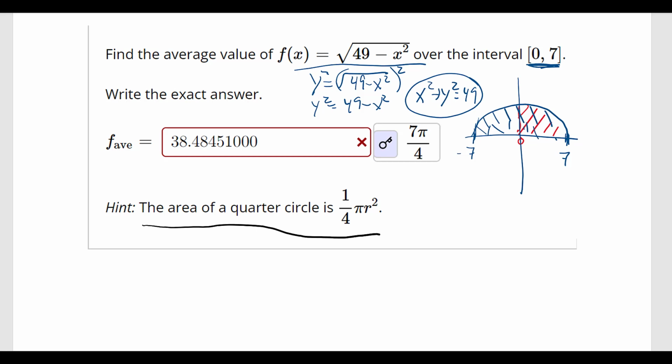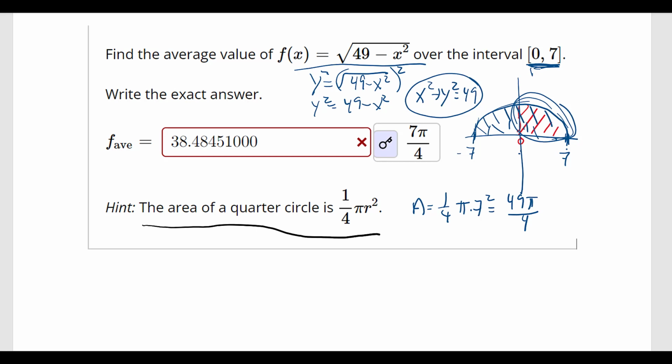Now, given our function status, it can only be the portion above the axis, otherwise it's not a function if it's a full circle, and to get the lower half you'd put a negative in front. So we're looking at the upper half, and really because of the interval they describe, it's just going to be from 0 to 7. So it's really this red portion here, and that is a quarter of a circle. And the area of a quarter circle, as it says, is 1/4 times pi times r squared, which is 7 squared. So 49 pi over 4.